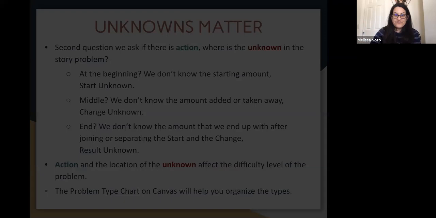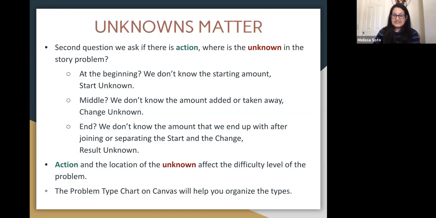The first question is, is there an action? If there is an action, then my second question is, where is the unknown in the story problem? The unknown is the missing quantity, the answer that we want to solve. Is the unknown at the beginning of the story problem? If it is, then we say the start is unknown. We don't know what the initial quantity was that we started with.